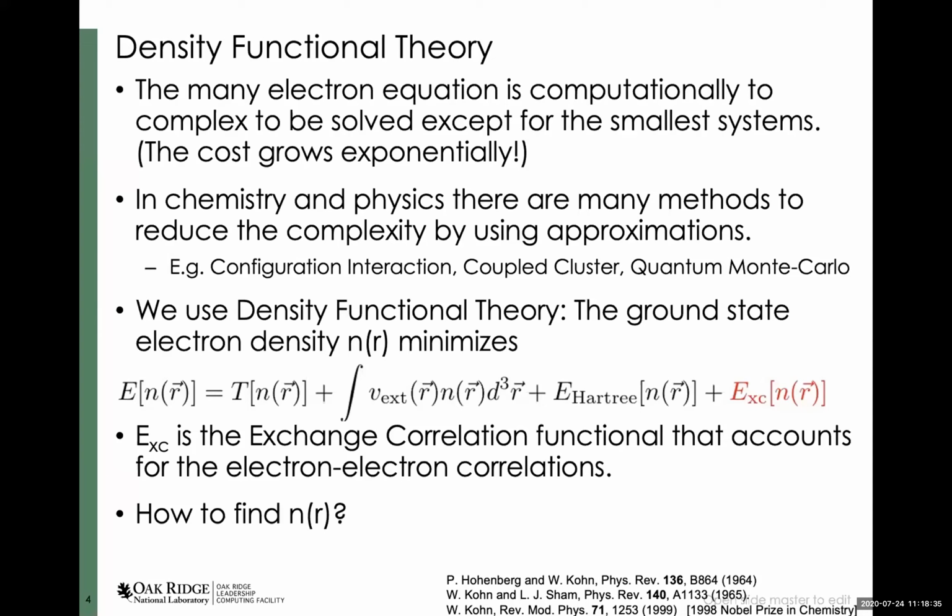What we are using is density functional theory, and that relies on the great observation by Walter Kohn, for which he got a Nobel Prize in chemistry, and Hohenberg, that you can find the energy of the system and quite a lot of other observables by solving everything in terms of the electron density itself, and that this electron density minimizes this functional.